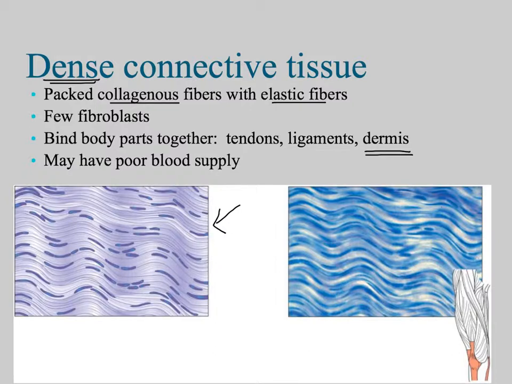Dense connective tissue is also very much involved in tendons and ligaments, and if you paid attention when you've eaten a chicken drumstick, you know how tough those are. Dense connective tissue often has a poor blood supply, so it can take quite a while for injuries to tendons or ligaments to heal. This particular type of dense connective tissue, you can see it's coming from a tendon, a connection between the muscle and the bone.